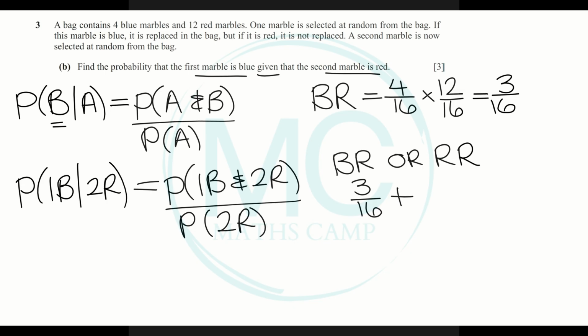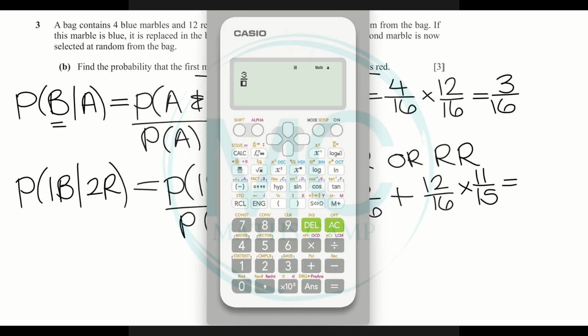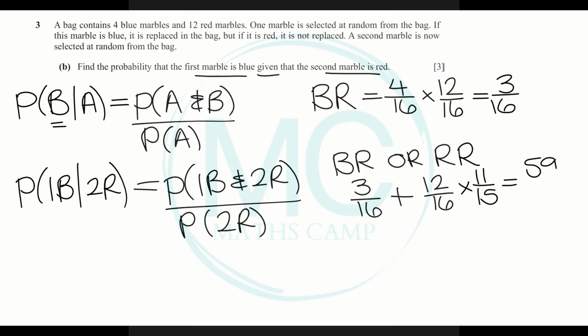A red marble first, 12 over 16. And we saw this in part A. If the second marble is also red, probability is 11 over 15. Now I can take my calculator. I can say 3 over 16 plus 12 over 16 multiplied by 11 over 15 is equal to 59 over 80. Now I can fill these fractions into my formula.